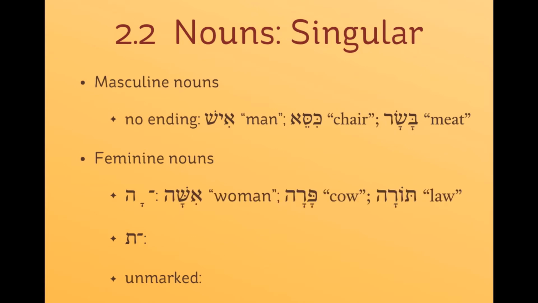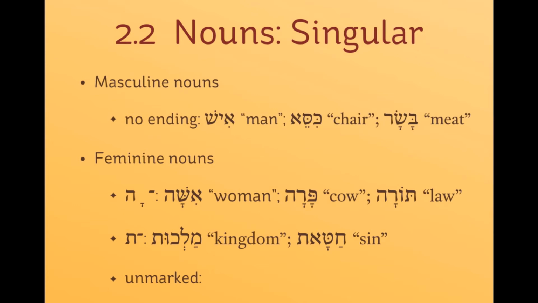A majority of feminine nouns end with kametz he. You have isha, woman, para, cow, and Torah, law. And some feminine nouns end in tav, malchut, kingdom, and chatat, sin.